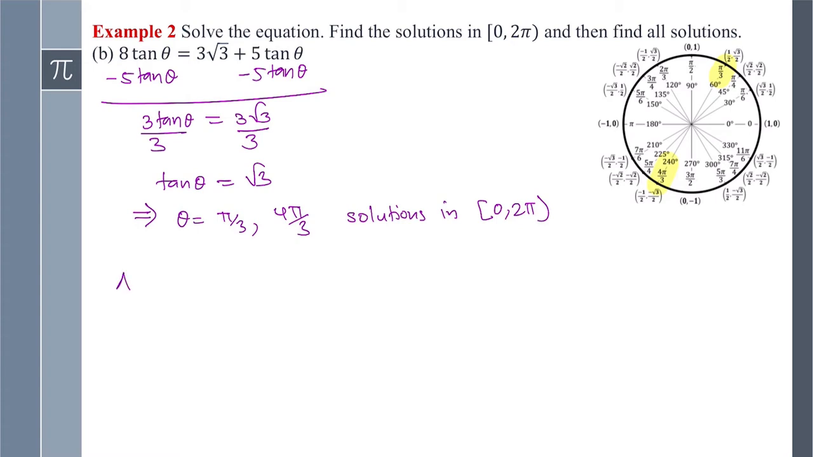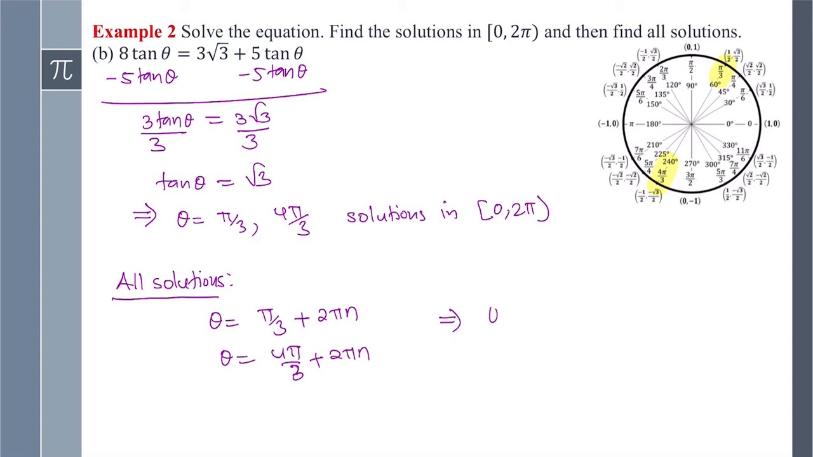Now all solutions are given by theta equals pi over 3 plus, so we can do two things here. Either we can write pi over 3 plus 2 pi n, and then theta equals 4 pi over 3 plus 2 pi n. We can write it this way. Also, we can write this as theta equals pi over 3 plus pi n.